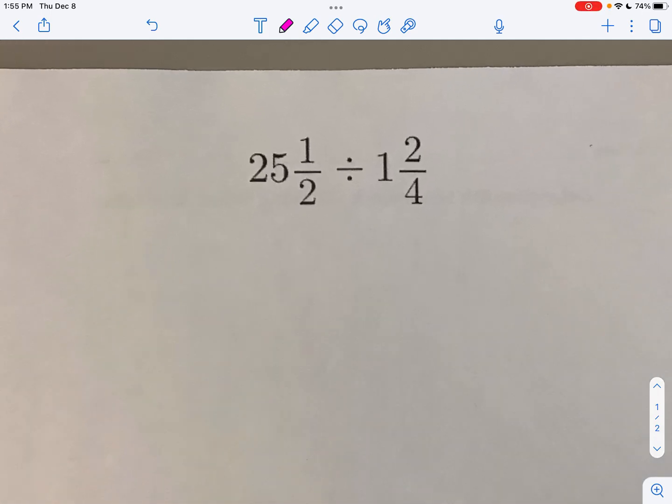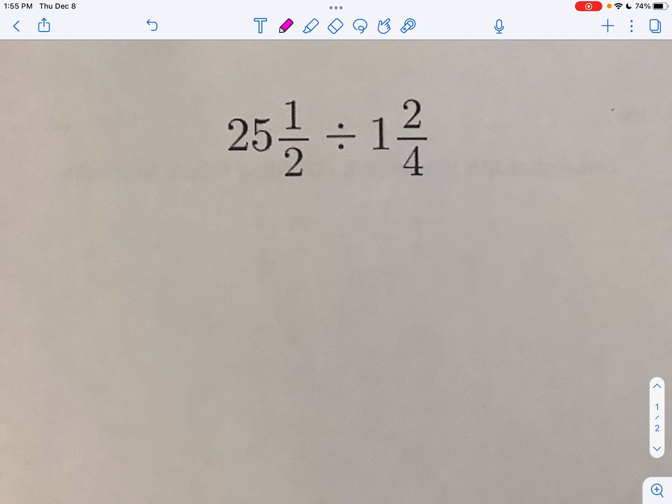So I think that the second problem on this homework is a little bit more difficult than the first one, so that's the one I'm going to solve for you today. Our first step on our dividing fractions cheat sheet is to make sure that any mixed numbers are converted to improper fractions. So I'm going to do that for this first one.